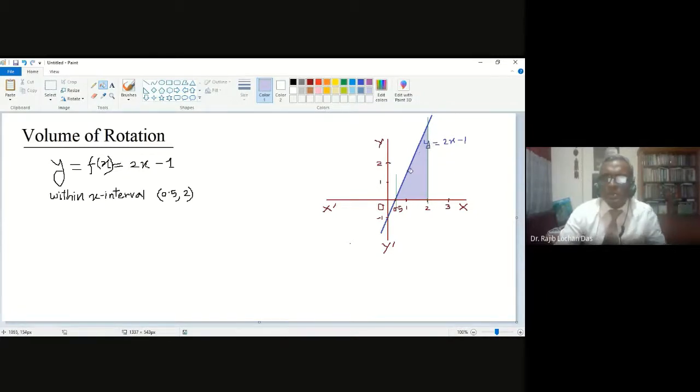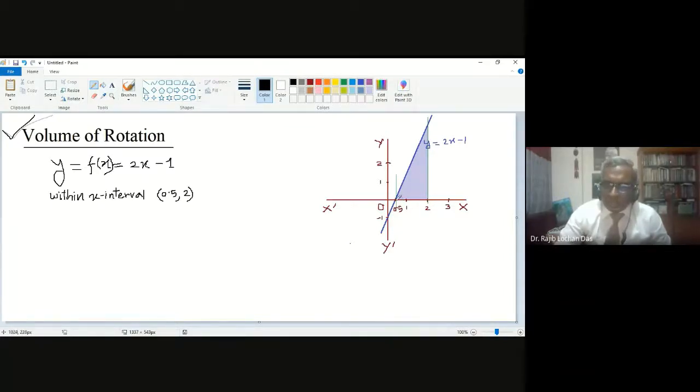Is that okay? Everyone is okay with this drawing? Yes, sir. Okay. So now we are talking about volume. What happens when we think about volume of rotation is that the triangular shape here will be rotated. Rotated means it will be revolved.